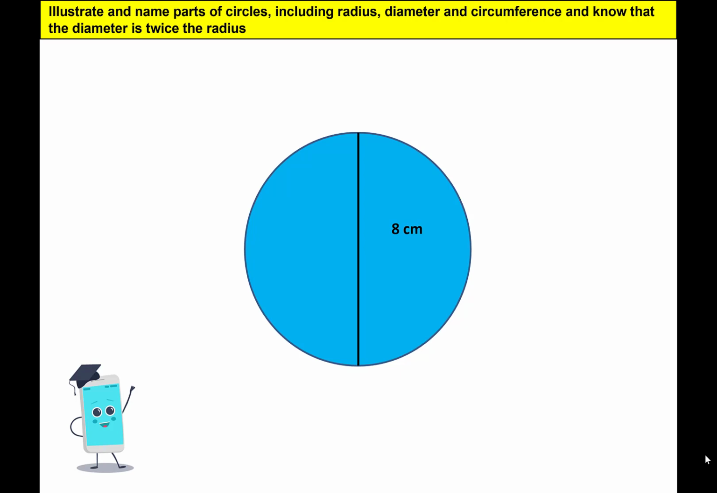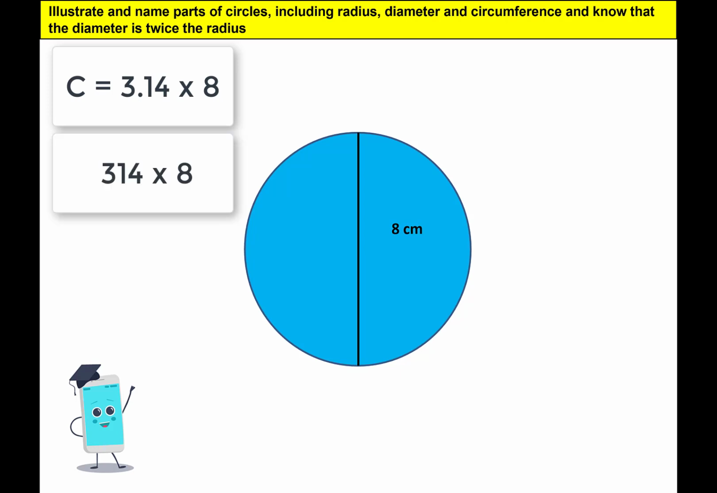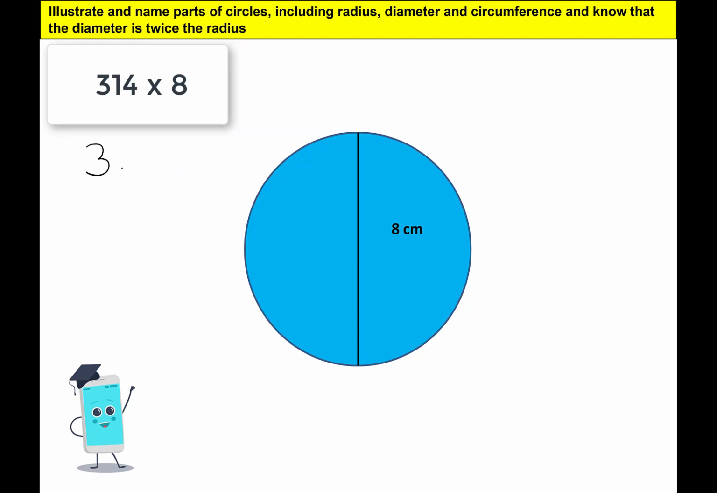Let's look at another way of doing it. So we're doing 3.14 by 8. Okay, what I'm going to do is I'm going to make my 3.14 easier to calculate with. So I'm going to actually change it to 314 by 8. So I've made it 100 times bigger. So that's a reasonably simple multiplication to do.